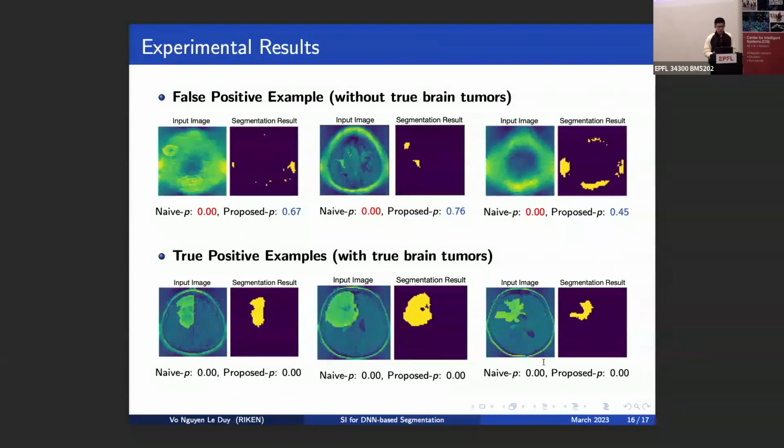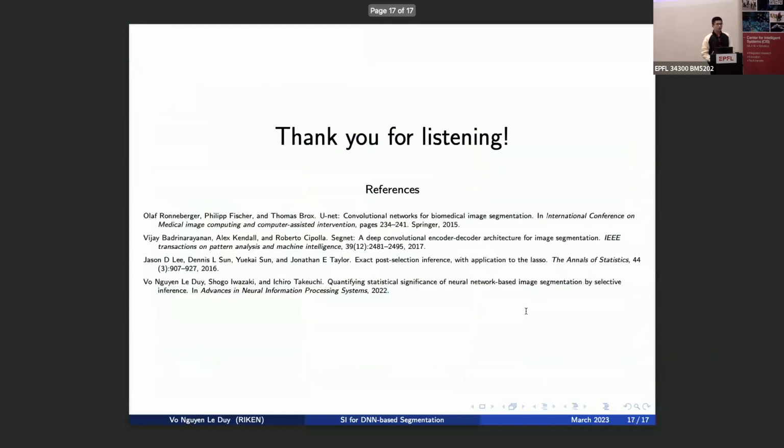In summary, by using the proposed method, we can successfully identify the false detection of the DNN and can also identify the true detection of the DNN, and we can control the probability of obtaining a false detection under some level, for example 5%. This means that we can control the uncertainty of the machine learning algorithm by using the proposed p-value. Thank you so much for listening.